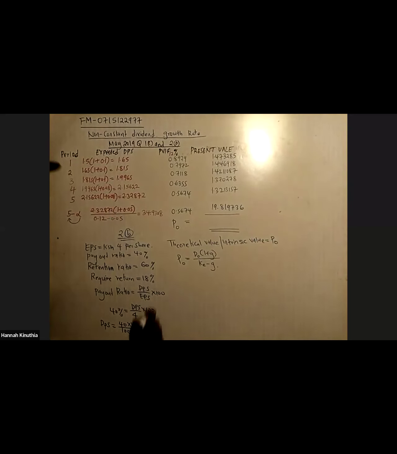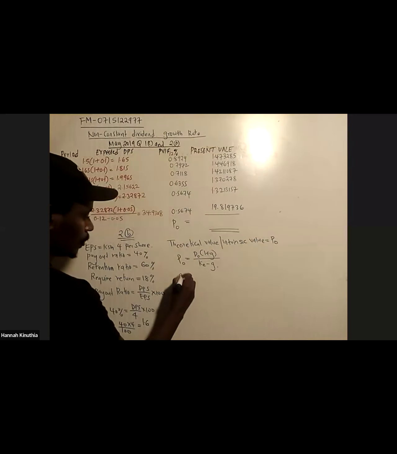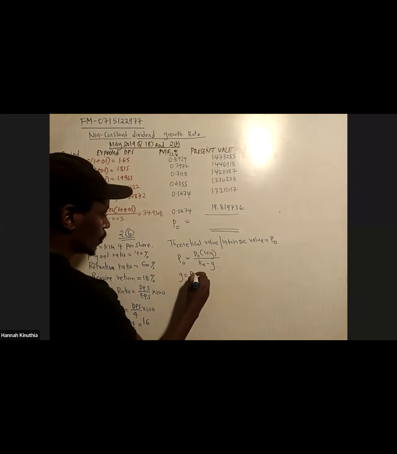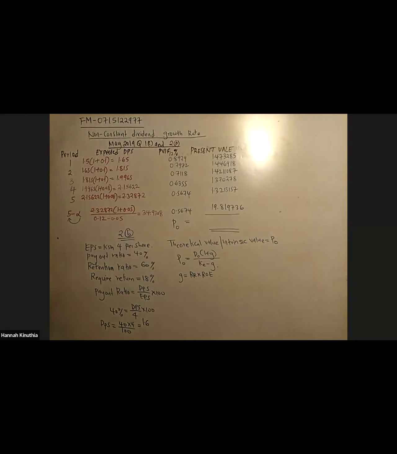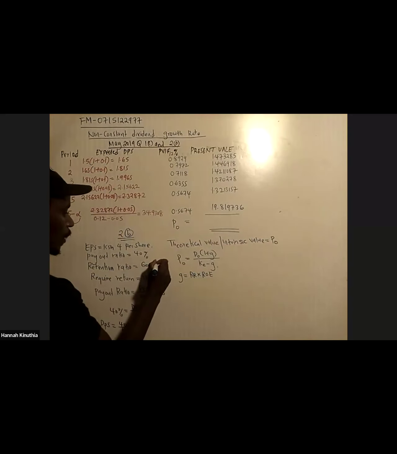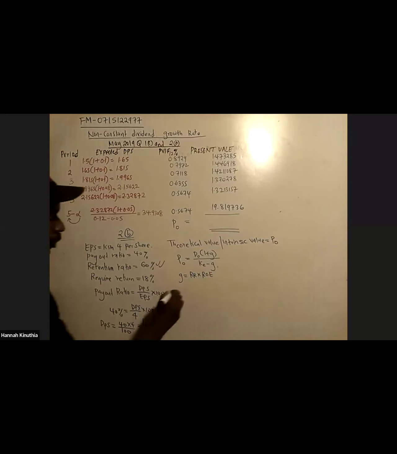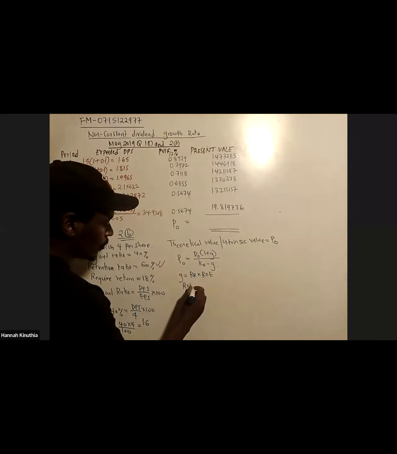Tumemaliza. Haya, we need to find G. G is retention ratio times return on equity. Now we have the retention ratio here. You can see the retention ratio we have is 60%. Now return on equity we don't have, but we can calculate.